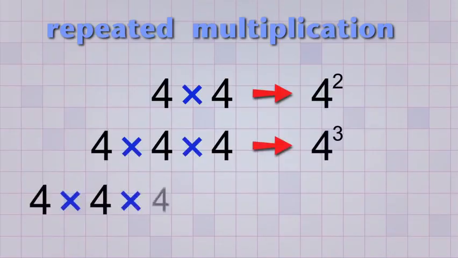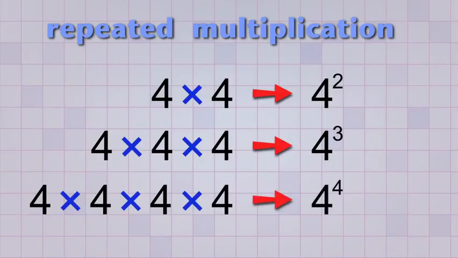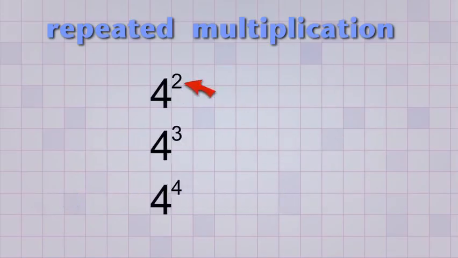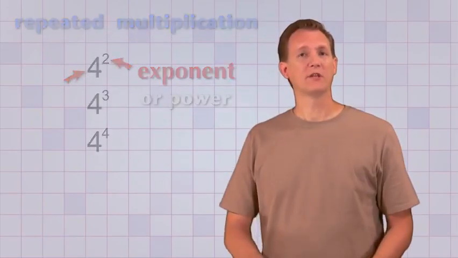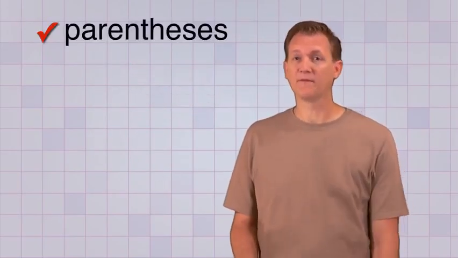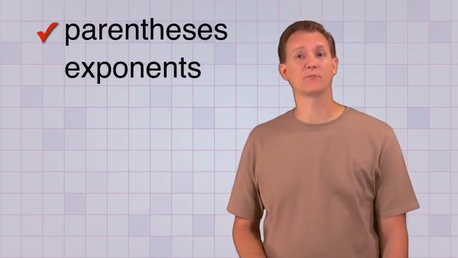And 4 times 4 times 4 times 4 can be written as 4 multiplied 4 times. Get the idea? This small number is called an exponent, or power. It just tells you how many times to multiply the bigger number together. So after we take care of any parentheses, simplifying any exponents becomes the next highest priority.